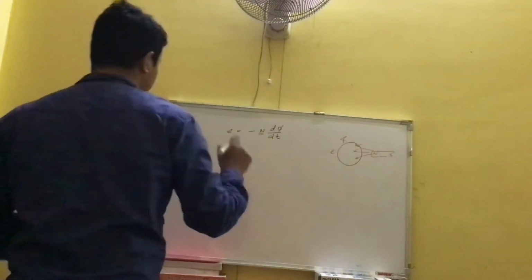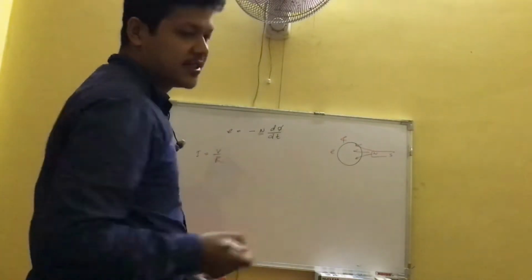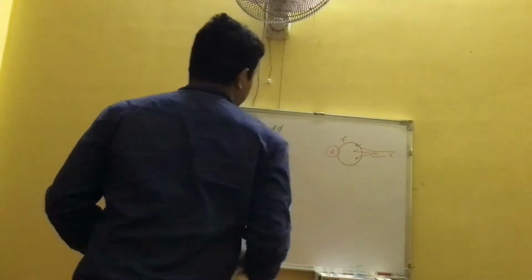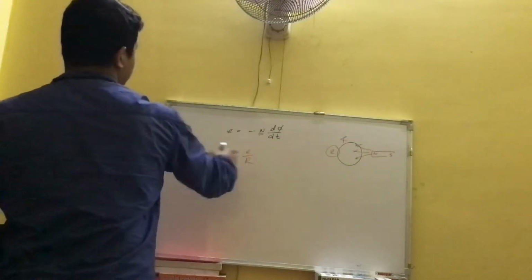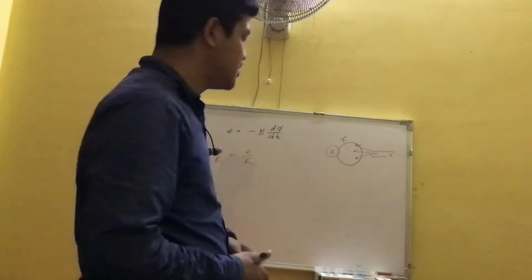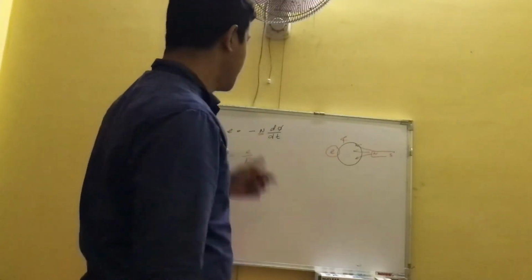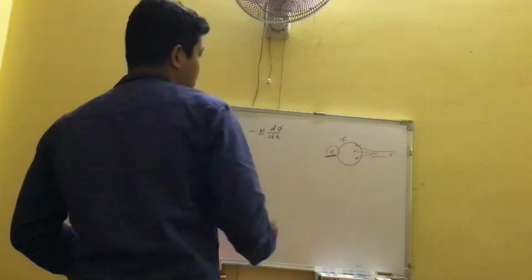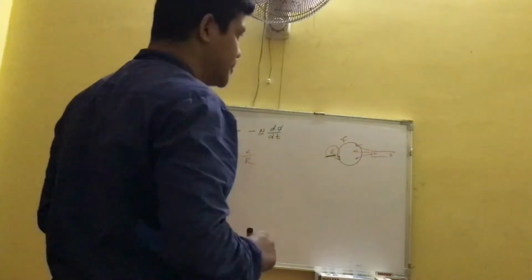So according to Ohm's law, I is equal to V by R, right? V means potential difference, and I have already explained in the first class that electromotive force, that is E, is nothing but potential difference. So we can write I is equal to E by R. And current, we know, is also nothing but the rate of flow of charge. So here, as EMF is induced, there must be a current flowing in this loop.